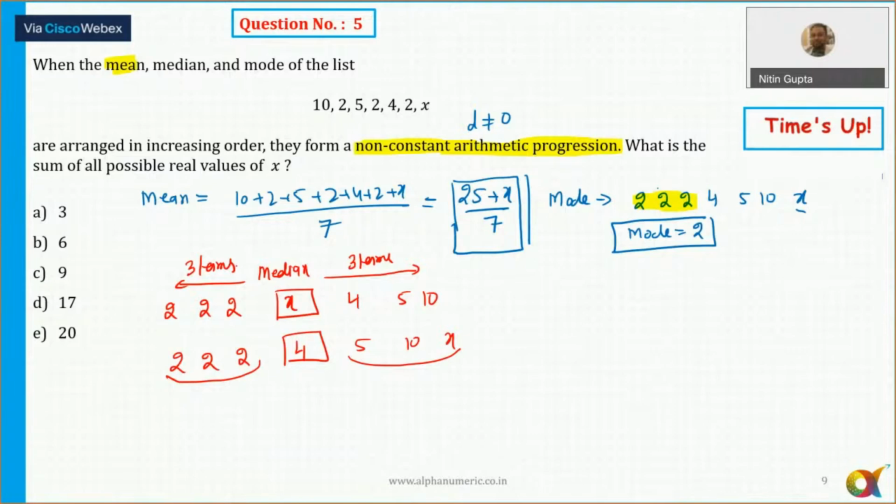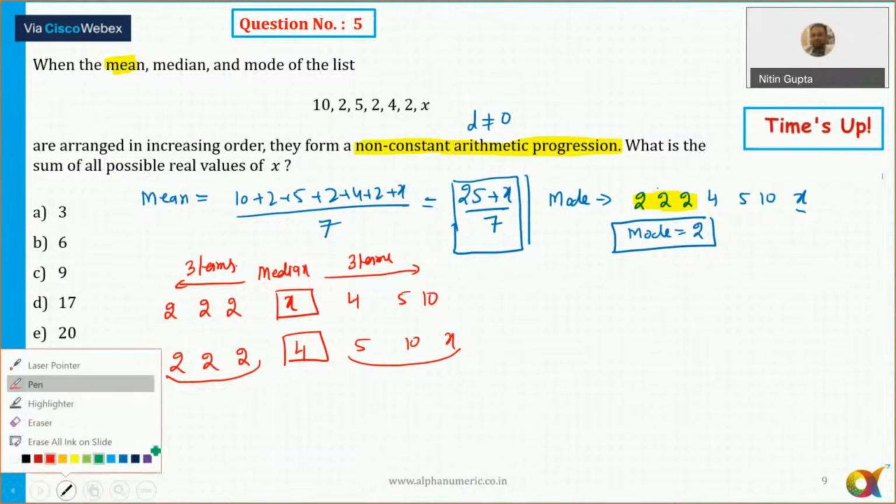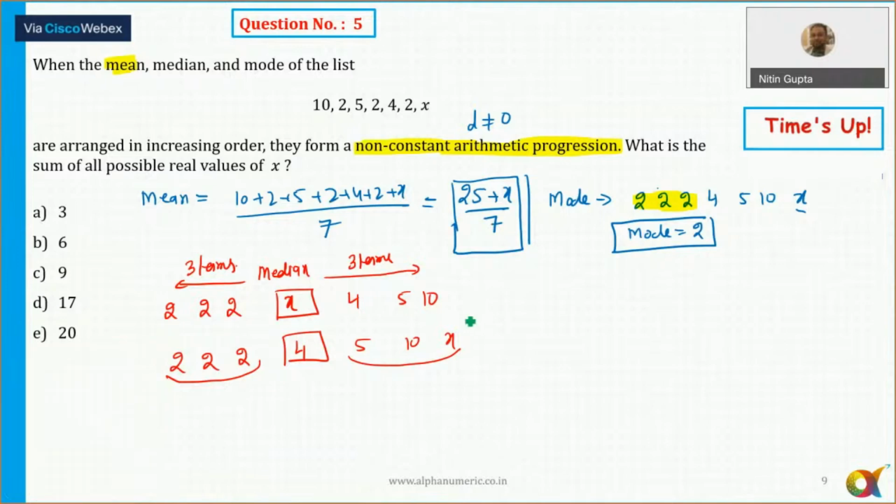Okay, so now we'll start discussing all the cases one by one. In the first case, we know that the mean, median, and mode are forming a series of AP, arithmetic progression. So I'll say that is (25 plus x) by 7, and the mode is equal to 2. If I take the case, there are two possibilities for x: x can be equal to 2, or x can be anything between 2 and 4. But all these three terms are forming a series of arithmetic progression.